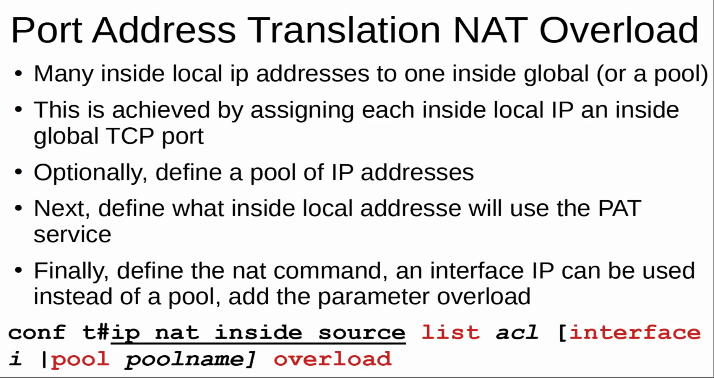In order to configure this, first of all, optionally define a pool of IP addresses. If you have many public IP addresses, this is optional. You will have to define what inside local addresses will use this service with an ACL. And finally, use your super command ip nat inside source to pull everything together. And don't forget to use the overload parameter in order to use PAT. That's it.